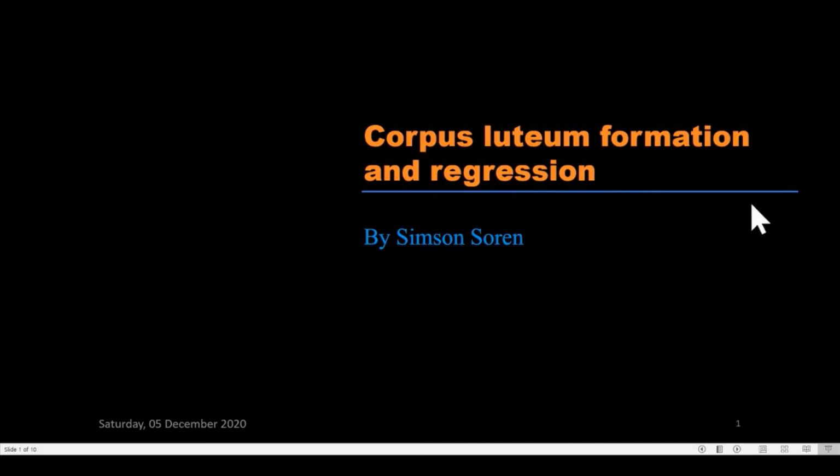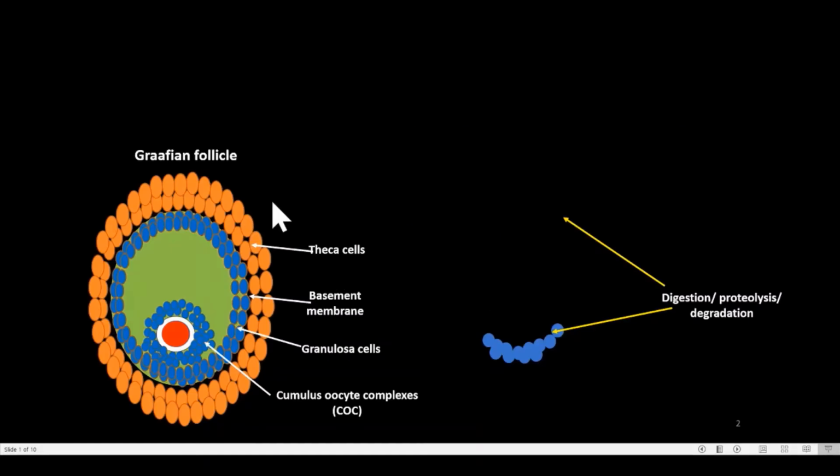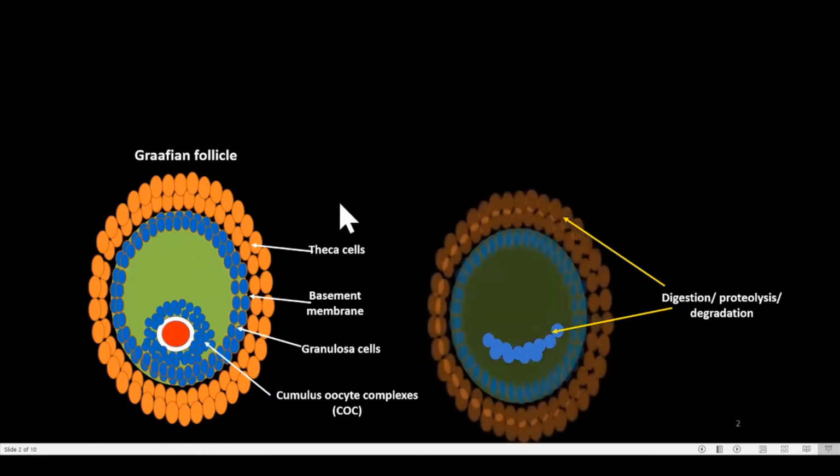So let's see how the corpus luteum is formed after ovulation. Let us refresh ourselves: what is the structure of a Graafian follicle? We have theca cells, then granulosa cells, and the cumulus oocyte complex. At the time of ovulation, the cumulus oocyte complex escapes from the follicle, and the leftover structure becomes the corpus luteum. So let us see how it occurs.